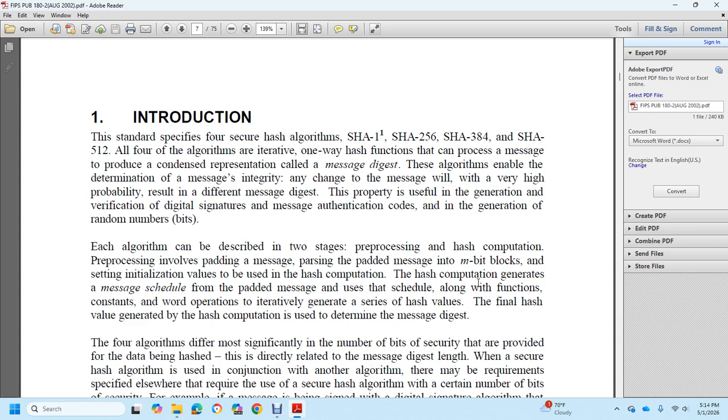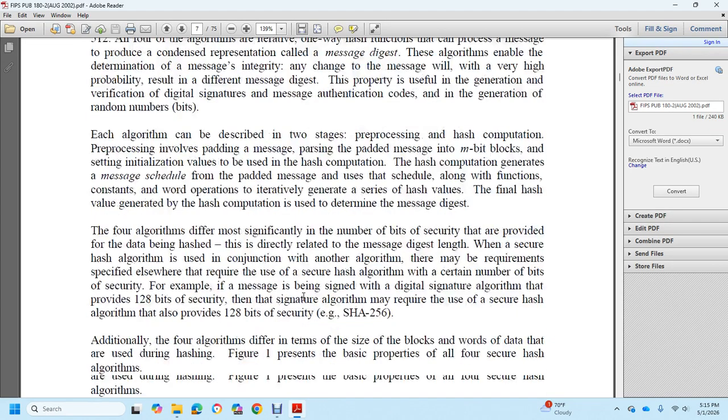Pre-processing involves padding a message, parsing the padded message into m-bit blocks, and setting initialization values to be used in the hash computation. The hash computation generates a message schedule from the padded message and uses that schedule, along with functions, constants, and word operations, to iteratively generate a series of hash values. The final hash value generated by the hash computation is used to determine the message digest.